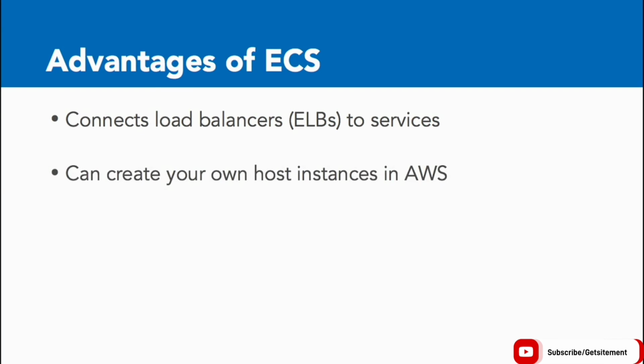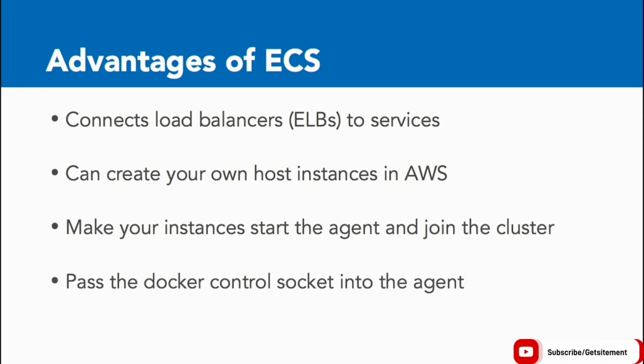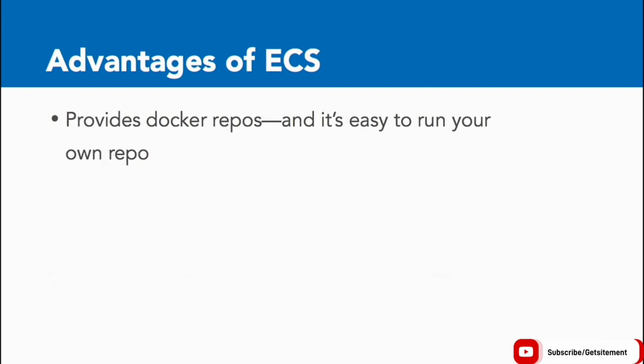You create your own instances in AWS. You have a lot of control over that, and once you get the instance running, you run an agent on them and call them to join the cluster. This is kind of cool because you take the Docker control socket, pass it into the agent, and then you run it in Docker, and that allows the agent to control the host that it is running on. It's a neat system that makes running an EC2 cluster very convenient from an operational perspective.